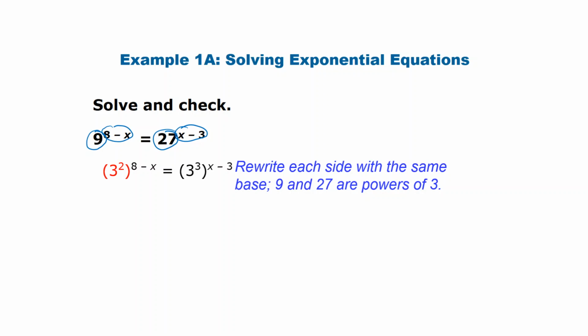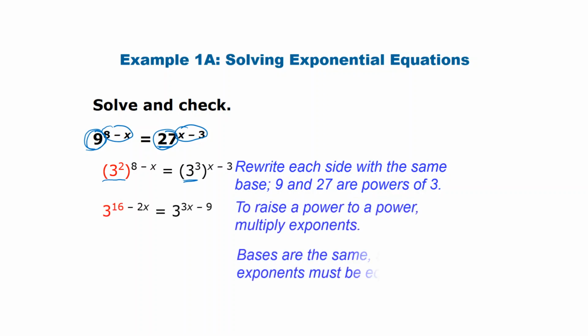Instead of writing 9, I just wrote 3 squared. And instead of writing 27, I just wrote 3 to the 3rd power. They're the same number. Once we've done that, to raise a power to a power, we can multiply our exponents. So here I have 8 minus x times 2. I distribute my 2 to both of them, and I get 16 minus 2x. On this side, if I multiply my 3 to both of those pieces, I get 3x minus 9.